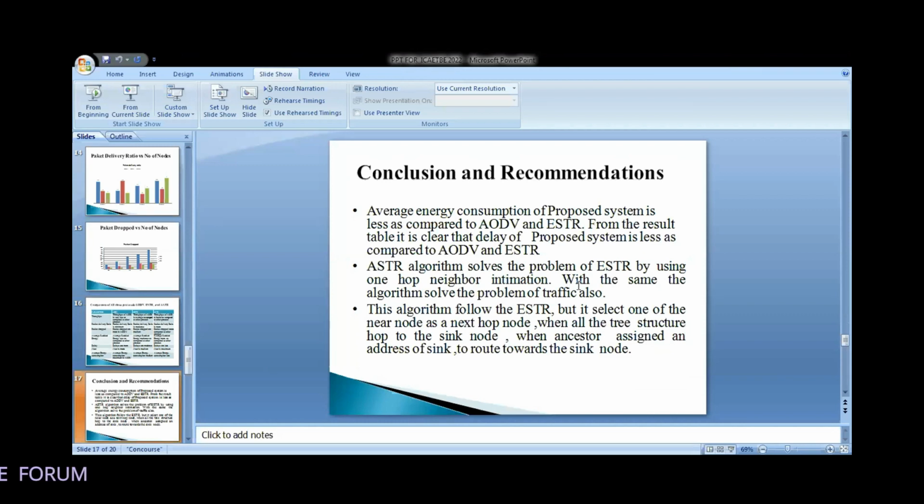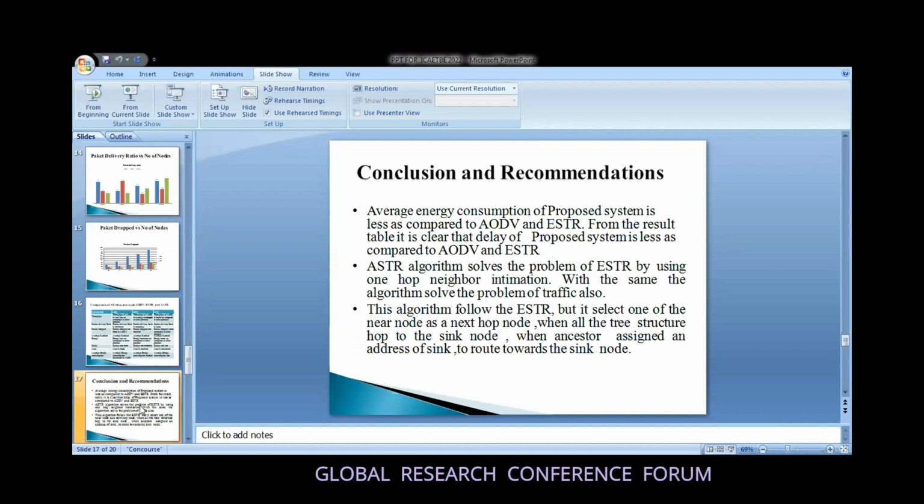The ESDR algorithm solves the problem of ESDR by using the one hop neighbor information. It is the algorithm which solves the problem of the traffic which is faced by everyone. This algorithm follows the ESDR, but it selects one of the nearest nodes as the next hop node. We use the tree structure for this to the sink node, where the main node is assigned as the address sink and the route towards the sink node.